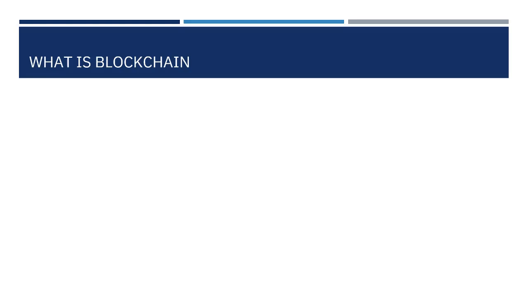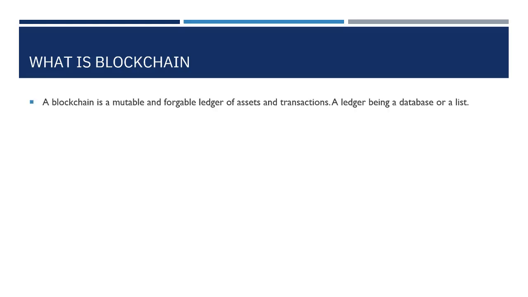Of all the trends we have discussed till now, blockchain is probably the most complex and least understood, but potentially it is one of the most impactful. So let's take a look at the impact of blockchain technology in digital transformation. So what is blockchain? In its simplest terms, a blockchain is a ledger of assets and transactions, a ledger being a database or a list. We will look at this with an example in a subsequent slide.